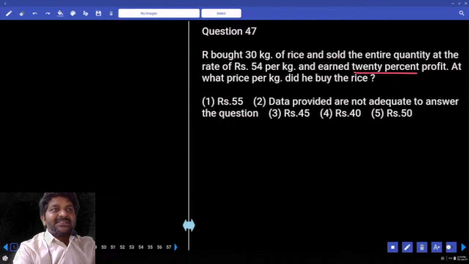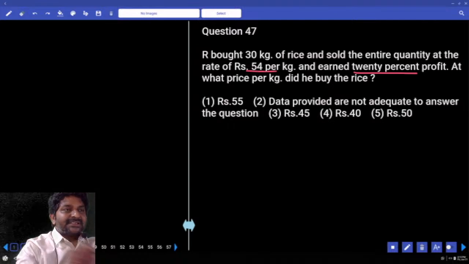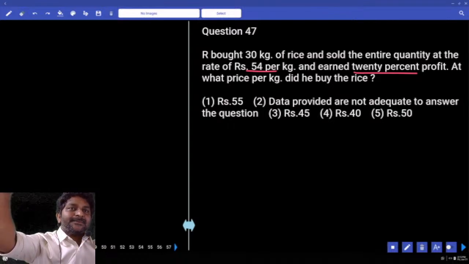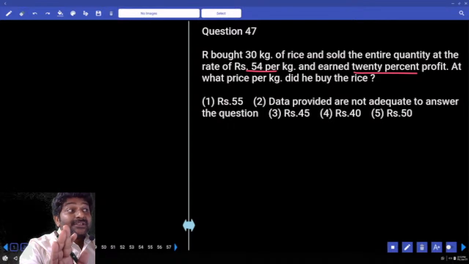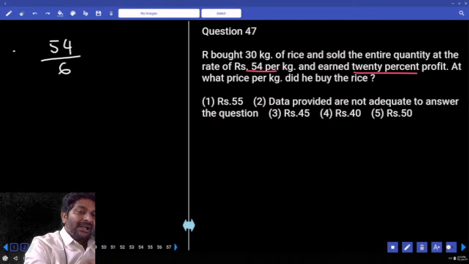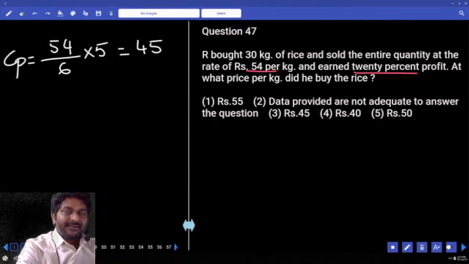So if cost price is 100%, selling price becomes 120%. So 54 is equal to 120%, right? Then 1% value is 54 by 120. And we can calculate 100%, correct? How much is cost price in terms of percentage? Selling price? Ratio? 5:6. So 54 is equal to how many parts? 6 parts. Then 1 part is this much. And cost price is equal to 5 parts. 9 into 5, answer 45.